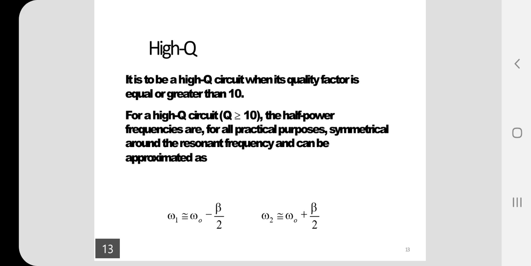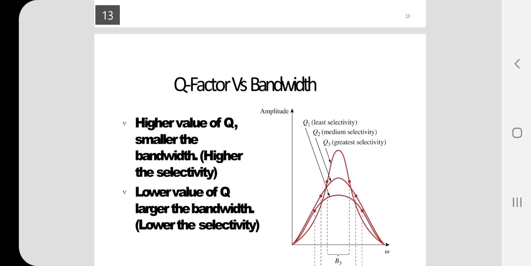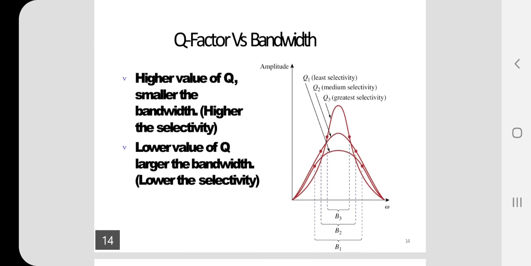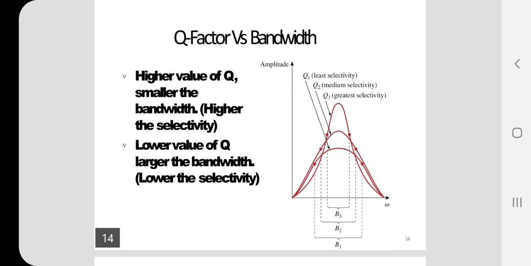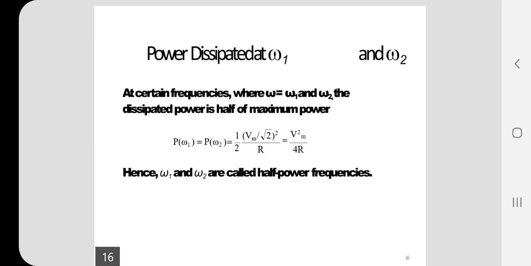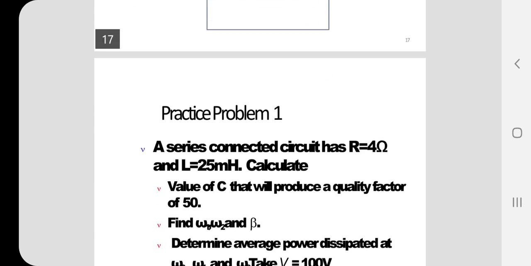To be a high Q, you say that the value is always greater than or equal to 10. The half power frequencies are for all practical purposes symmetrical around the resonant frequency and can be approximated. You say that omega 1 is approximately equal to omega naught minus beta by 2, and omega 2 is omega naught plus beta by 2. Already you know this is the Q relation with the bandwidth, which we already discussed, and the maximum dissipated power also we will discuss.